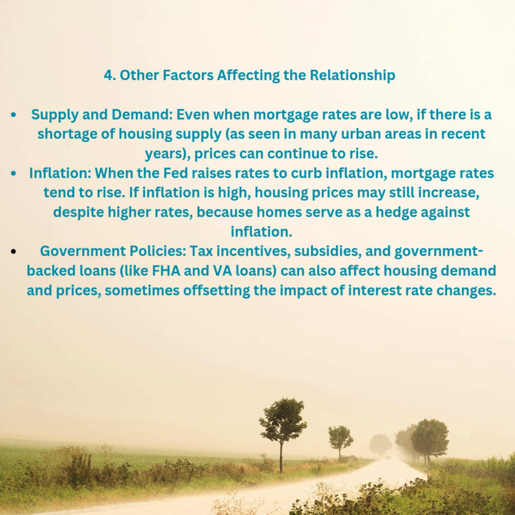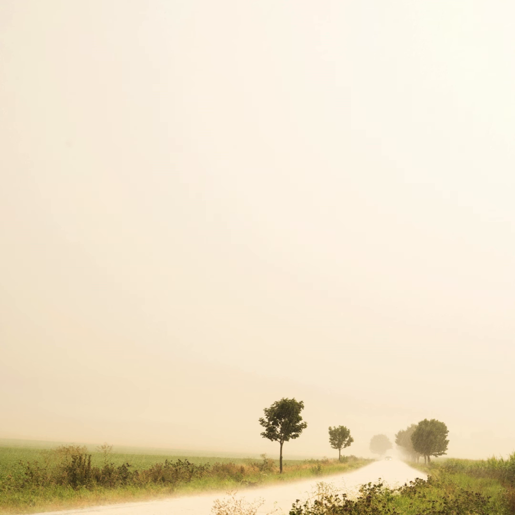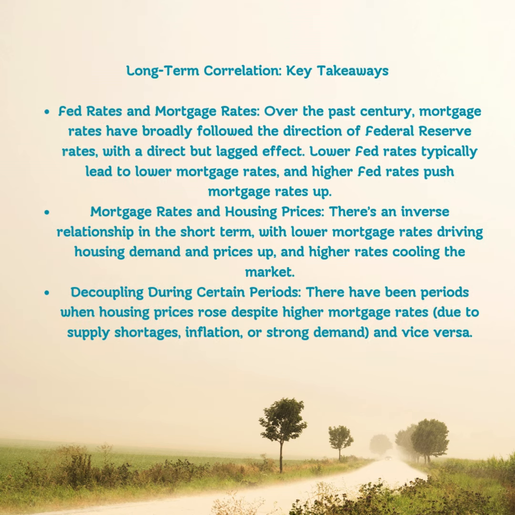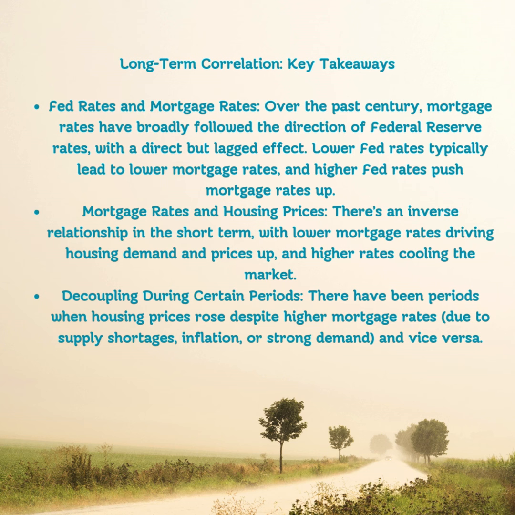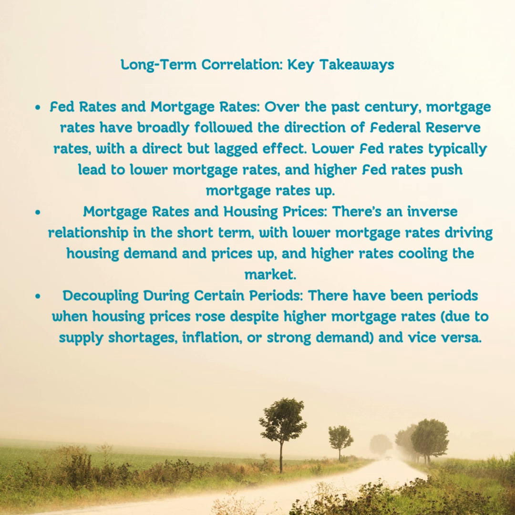COVID-19 pandemic, record low mortgage rates combined with high demand caused a sharp rise in housing prices, especially in suburban areas. 4. Other factors. Supply and demand. Even when mortgage rates are low, housing prices may rise due to supply shortages. Inflation. Higher Fed rates typically raise mortgage rates, but housing prices may still increase as a hedge against inflation. Government policies, incentives, subsidies, and government-backed loans can influence housing demand and prices.